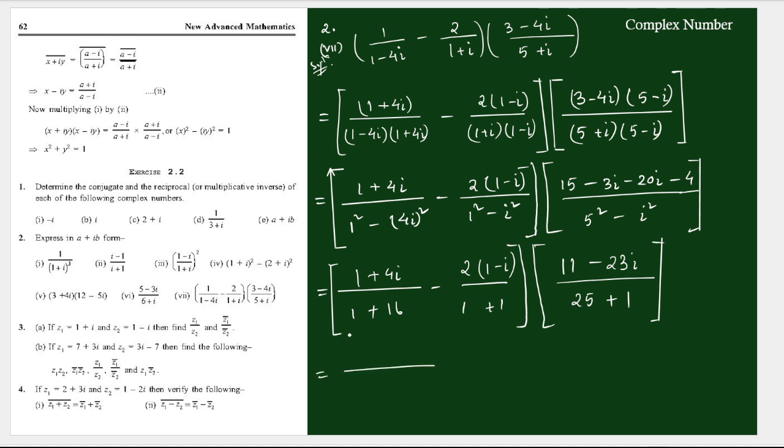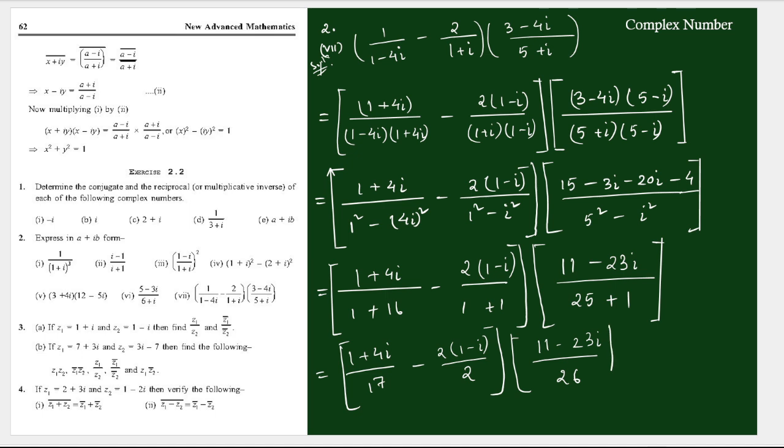Then again you add now: 1 plus 1 plus 16 is how much? 17. 1 plus 4i, 2, 1 minus i, 1 plus 1 is 2. Below will be how much? 25 plus 1 is 26. 11 minus 23i. The 2 cancels.